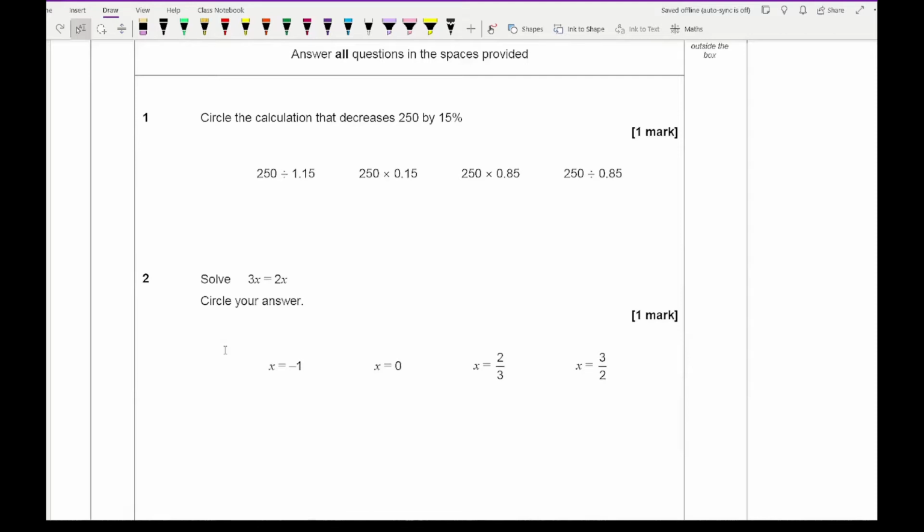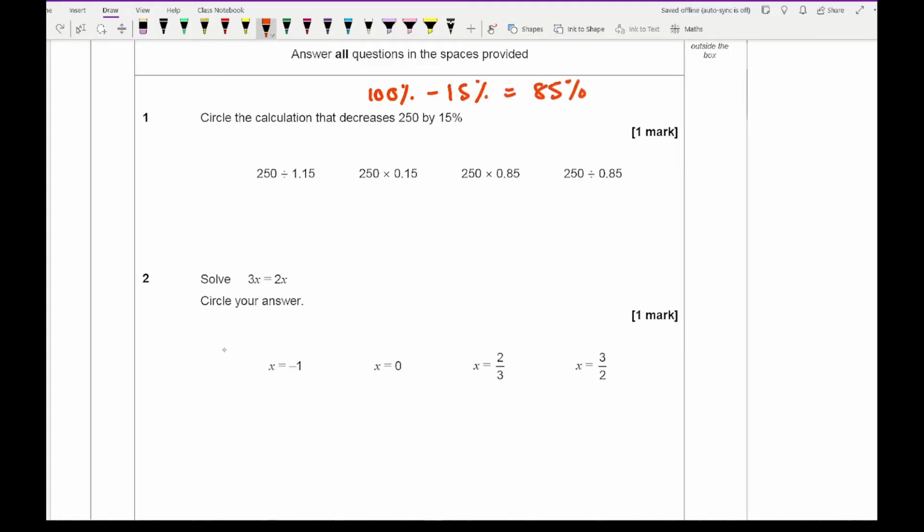Now with these multiple choice questions, there will always be one correct answer, but the other three options will be the most common misconceptions or the common mistakes that most students make to give you that area of doubt. So here, let's have a look. The key thing to remember with percentage decrease is that you always start with 100%. And here we're taking away 15%, which leaves us with 85%.